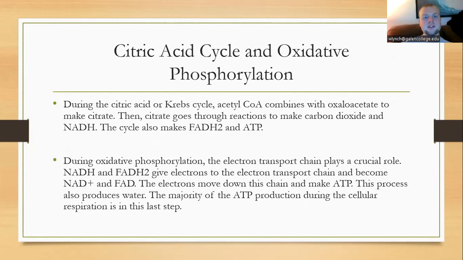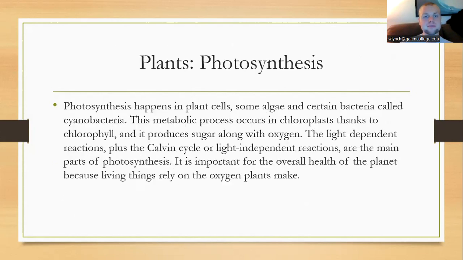The NADH and FADH2 that have been produced in the previous steps of metabolism are going to donate electrons to this chain, and they're going to be converted back into NAD plus and FAD. The electrons are able to move down the 4 enzyme complexes within the electron transport chain, producing ATP as they go along. The majority of our ATP production is happening here, right? About 80% of our ATP production comes from this step.